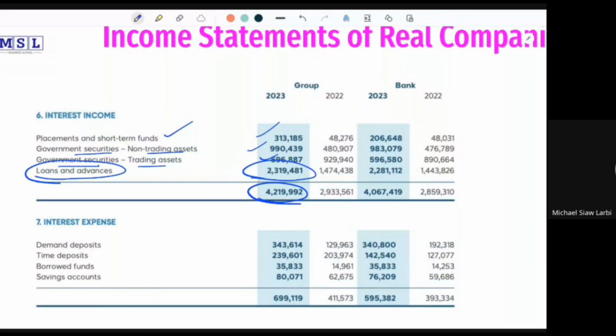Then interest expense, the one they paid you and I. Demand deposit, time deposit, borrowed funds, savings account. You see savings account. That's why you shouldn't just keep it there; invest it in T-bills or get a fixed deposit that has a high interest rate. But yeah, that's just by the way.